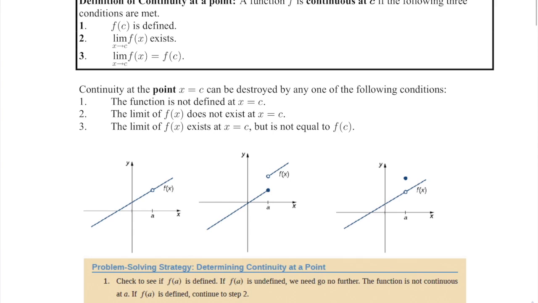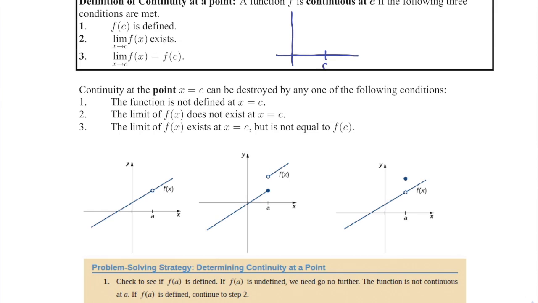So first we'll look at the definition of continuity at a point. If we have continuity at a point C, it says first of all f of C has to be defined. So there has to be a point C, f of C. And the next thing is that the limit as x approaches C for this function exists. That means both sides approach the same value.